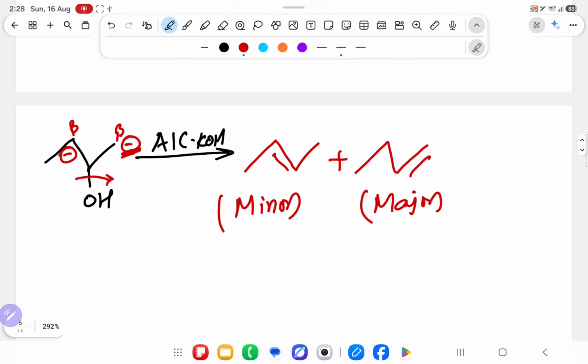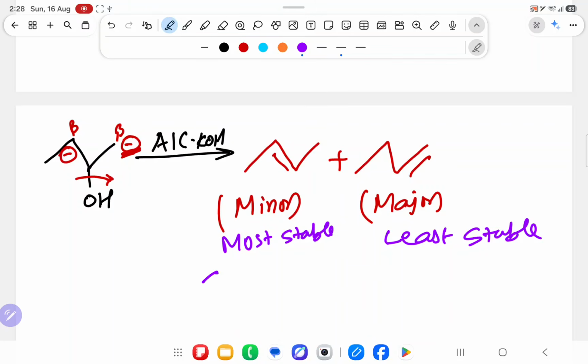Major product means more quantity is coming. But if you are asking which is the Saytzeff product, the most stable is this one. The alkene over here is stable, this one is least stable, but the least stable is coming in more quantity. What can I do? More is coming, I can't do anything. Still this is the Saytzeff product, and still this is the Hofmann product without any doubt. But if they ask what is the major product in this case, you will write this.